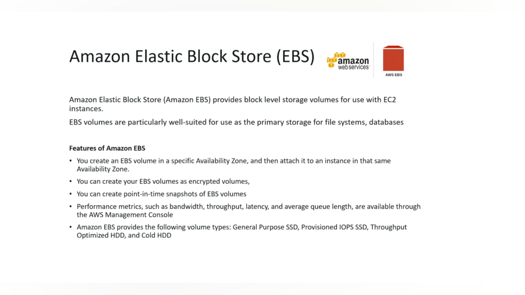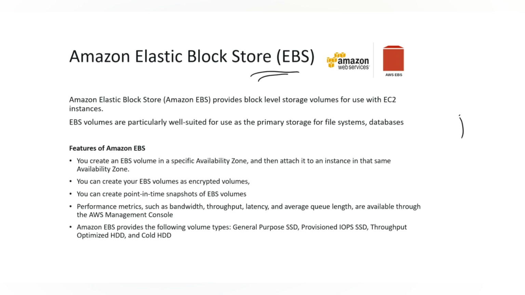Let's imagine you wanted to create a virtual machine and install an operating system on it, maybe Windows or Linux. In order to store the operating system details or data, you need to have storage. That storage is provided by EBS, which is also called Elastic Block Store.